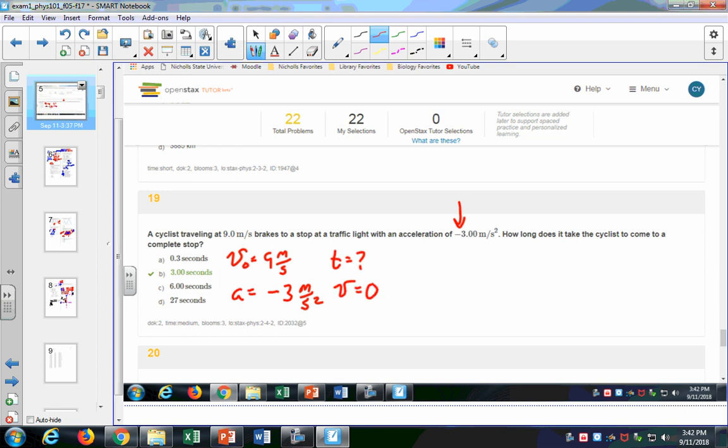So that means that v is equal to 0. You probably recognize now that I'll need to use v equals v0 plus at, and solve that for t. 0 equals 9 minus 3 times t. Well, t is equal to 3 seconds. Okay?